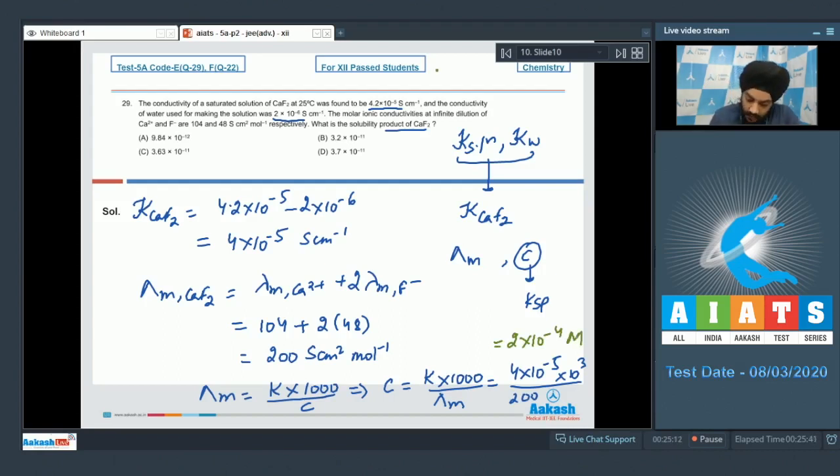If we talk about the KSP now, the KSP shall be equal to 4 into C cube. So this shall be equal to 4 into 8 into 10 raised to power minus 12. On simplification, this gives us a value equal to 3.2 into 10 raised to power minus 11. So students, if you look at the options given to us, we can clearly see that for this question we have to mark the correct answer as option B. Let us look at the next question now.